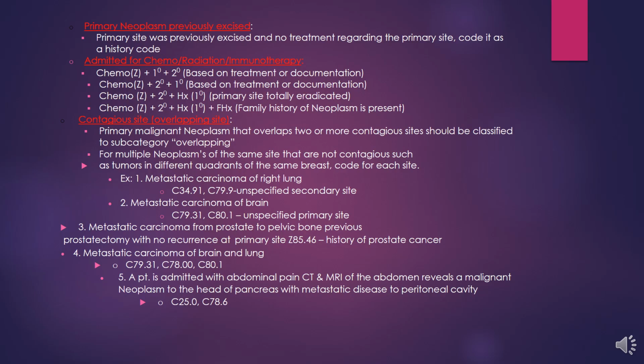Coded as a history code. If admitted for chemoradiation or immunotherapy, code Z51.0 or Z51.12 plus the history code based on treatment or documentation. If the primary site is totally eradicated, code Z51 plus the history code Z85.x. If a family history of neoplasm is present, use the family history code. Contiguous sites, overlapping site: a primary malignant neoplasm that overlaps two or more contiguous sites should be classified to the subcategory overlapping. For multiple neoplasms of the same site that are not contiguous, such as tumors in different quadrants of the same breast, code for each site.